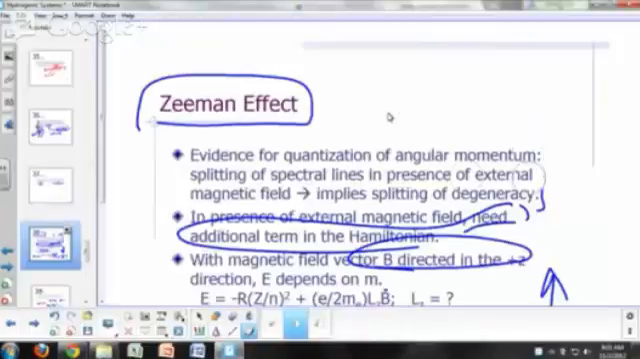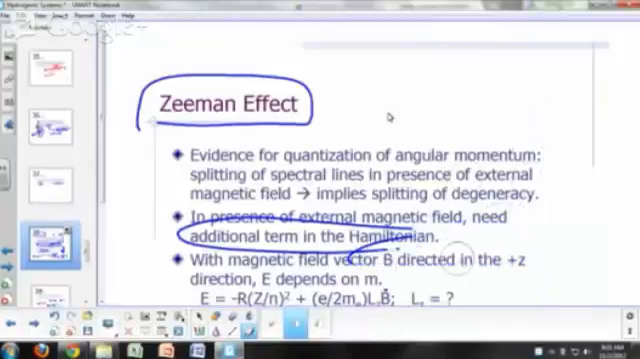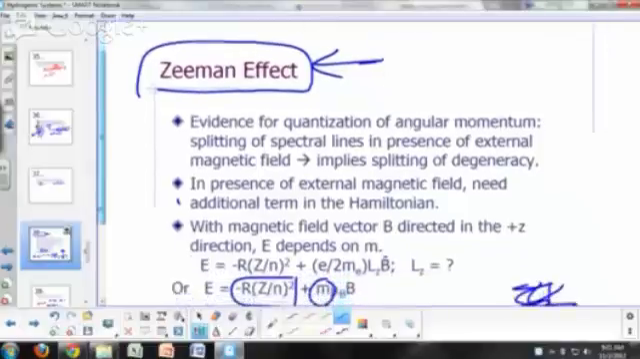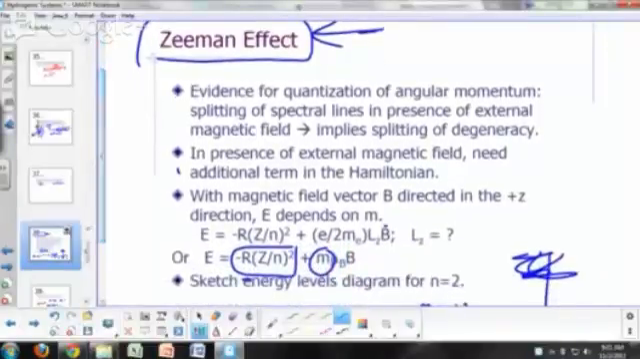So what experimental evidence do we have for these magnetic properties? That thing is called the Zeeman effect. This is the evidence that we had that the angular momentum of an electron is quantized. The Zeeman effect refers to the splitting of the spectral lines when you subject the atom to an external magnetic field.